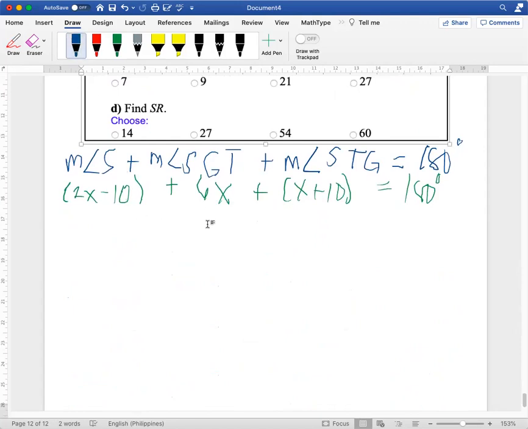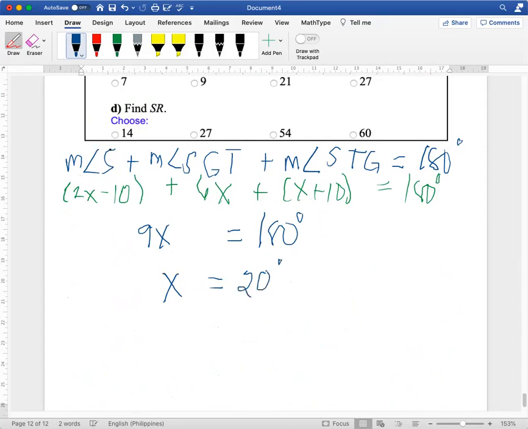So to do that, let's simplify. Let's combine like terms. 2x plus 6x plus x is equal to 9x. All right, 9x. And negative 10 plus 10, that's 0, is equal to 180 degrees. So x is equal to 20 degrees, okay?